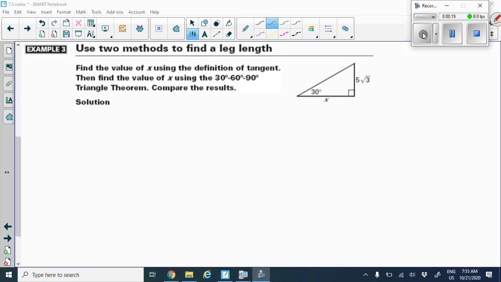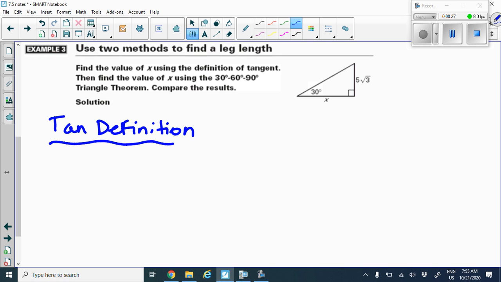Okay, let's talk about the tangent. Okay, so this is what we did in our example 2. So remember, tangent is opposite over adjacent. Remember, when we are doing this, we have to use the acute angle. So we never use the 90 degrees. In this case, we have to use the 30 degrees.